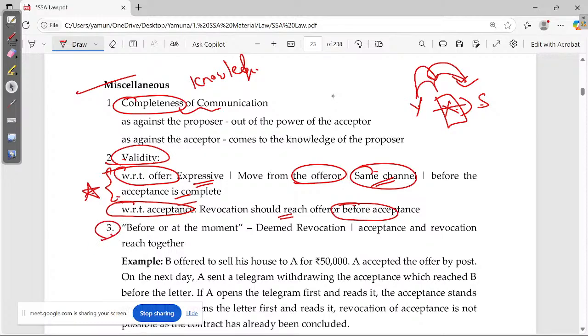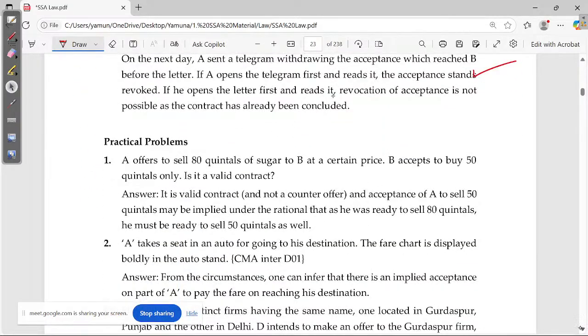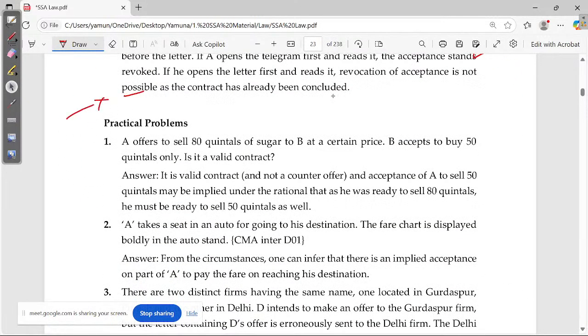Sometimes it happens, both the mails are received together. Okay. And I find both the answers, which means what? Both accepted, both not accepted. What law says is you can consider it as deemed revocation. If there are two mails, one showing an intention to accept the offer and one not showing an intention, it means obviously your mind does not have the intention to accept the offer. So law says you can consider it as deemed revocation. You can expect this phrase in the exam: before or at the moment together. So acceptance and revocation reach together. So you can go for this example also. I have discussed this example. So that's about this heading. We have to go for practical problems.